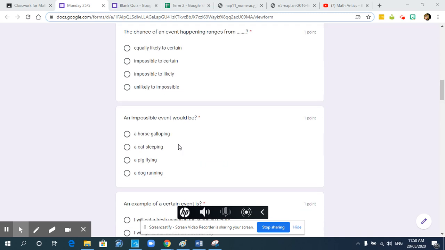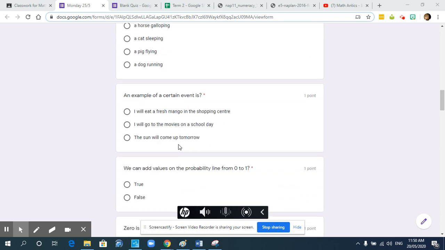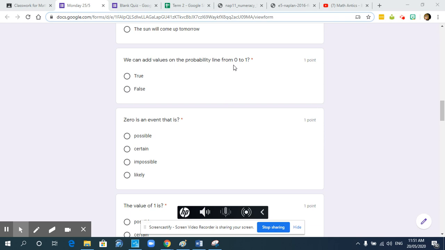An impossible event would be a horse galloping, a cat sleeping, a pig flying, a dog running. An example of a certain event is, I will eat a fresh mango at the shopping centre, I will go to the movies on a school day, the sun will come up tomorrow. We can add values on the probability line from 0 to 1. Is this true or false?